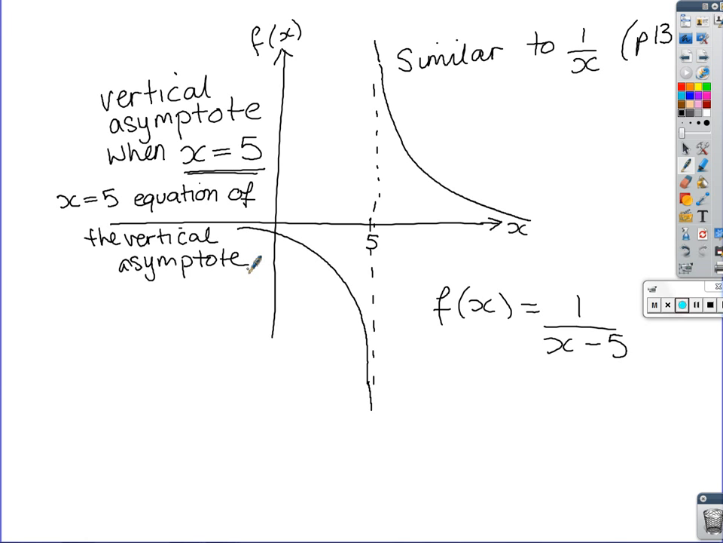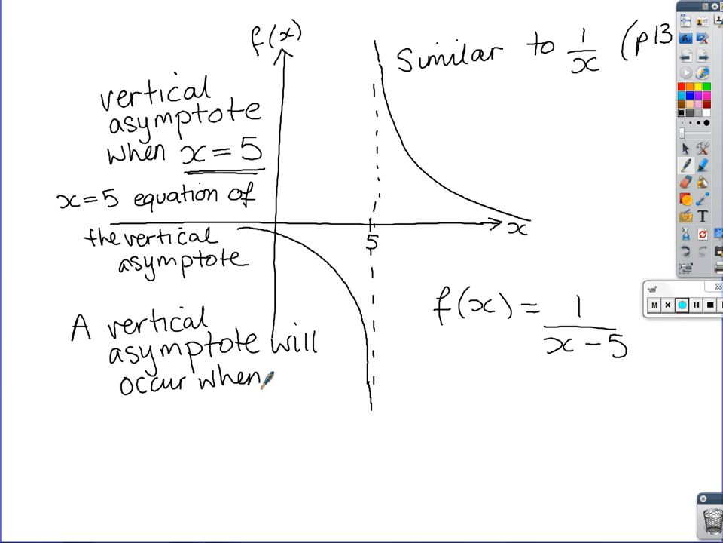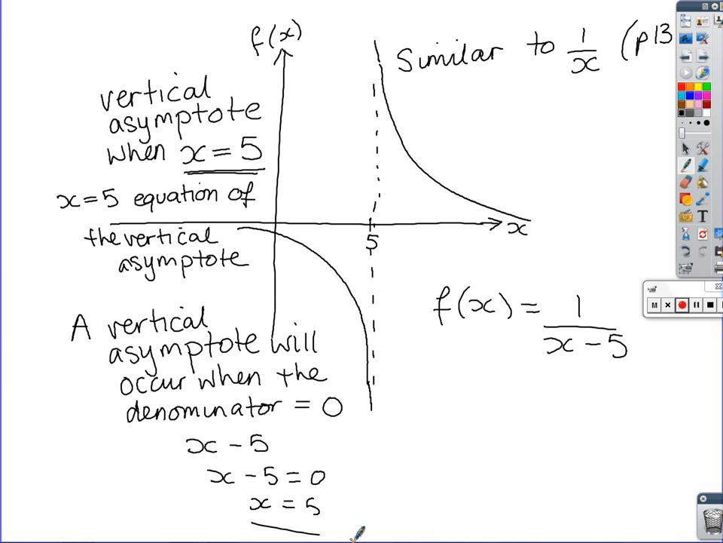And the vertical asymptote will occur when the denominator is 0. So our denominator was x subtract 5. So when x subtract 5 is 0, that means x equals 5 as the equation of the vertical asymptote.